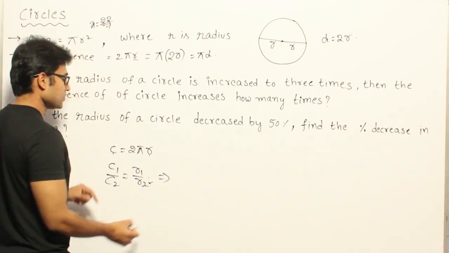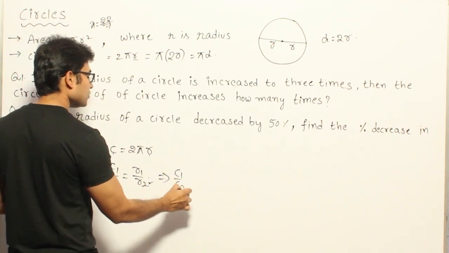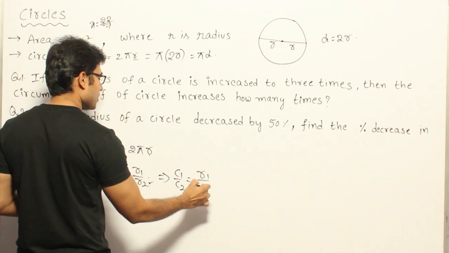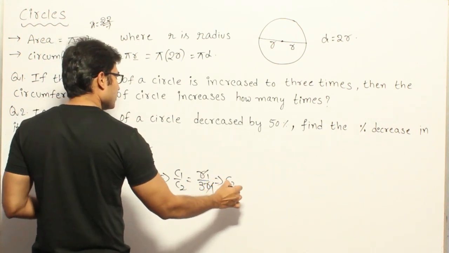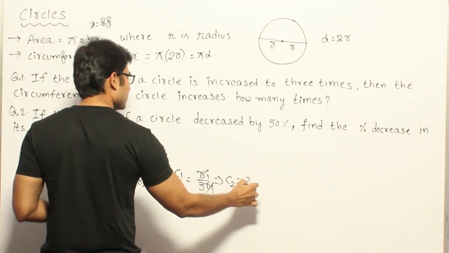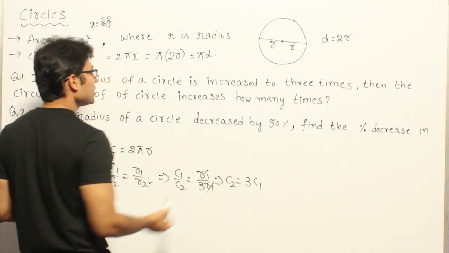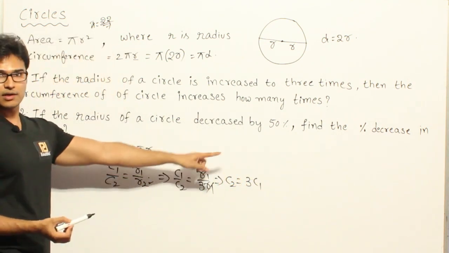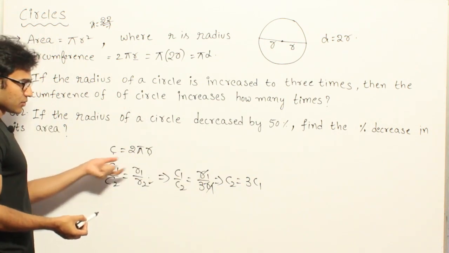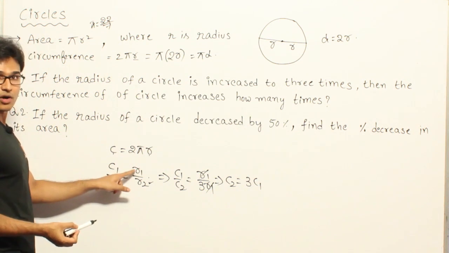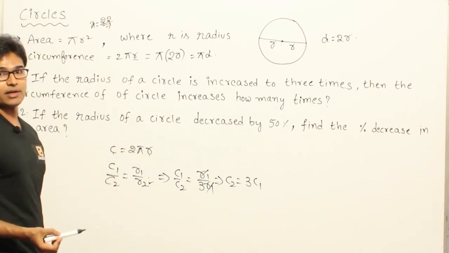So then what happens to c2? c1 by c2 equals r1 by 3r1, right? Then what happens to c2? c2 will become 3c1. Therefore how many times has the circumference increased? The circumference has also increased by 3 times, right? And what about the area? In the radius, it is r square, so it will be 9 times.